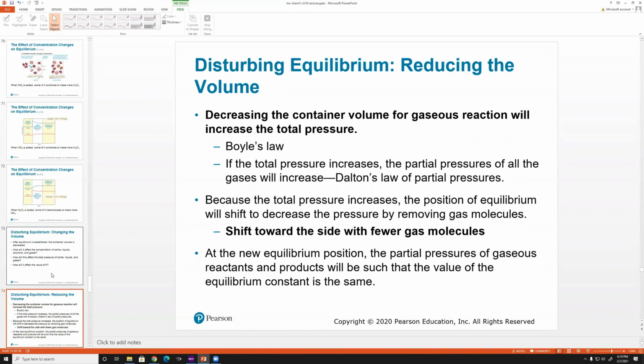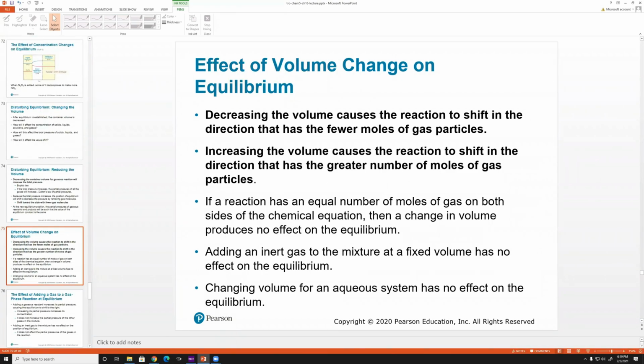If we reduce the volume, this means we're decreasing the amount of space that the molecules can move, and we're increasing the pressure. If we increase the pressure, in order to relieve that pressure increase, the reaction will shift towards the side with fewer gas moles, or fewer gas molecules. So in order to restore this even pressure, where the partial pressures of the reactants and products keep the equilibrium constant exactly the same, we'll keep it constant. So decreasing the volume causes the reaction to shift in the direction with fewer gas moles.